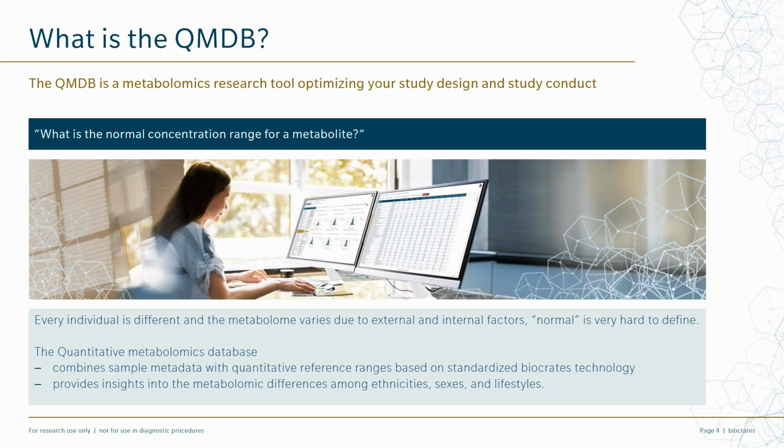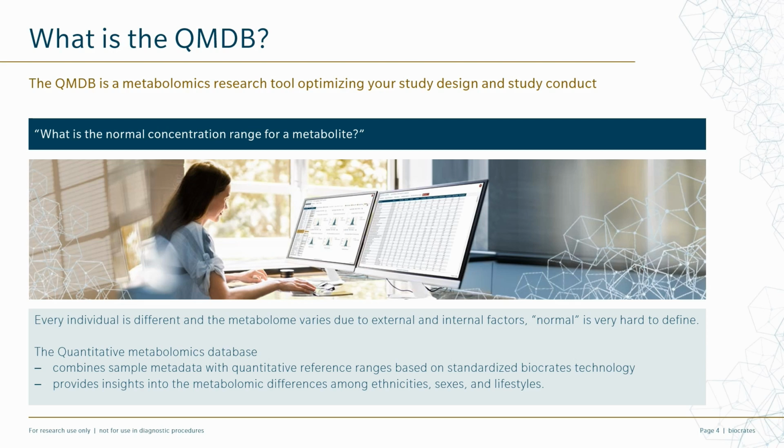Let's start with the introduction. What is the QMDB? Well, the QMDB is a metabolomics research tool that can help optimize your study design and study conduct. Have you ever wondered what is the normal concentration range for any metabolite? Every human individual is different, and the metabolome varies due to external and internal factors, so normal is very hard to define. However, researchers need quantitative metabolomics reference data to assess metabolic biomarker signatures and evaluate cohort studies.